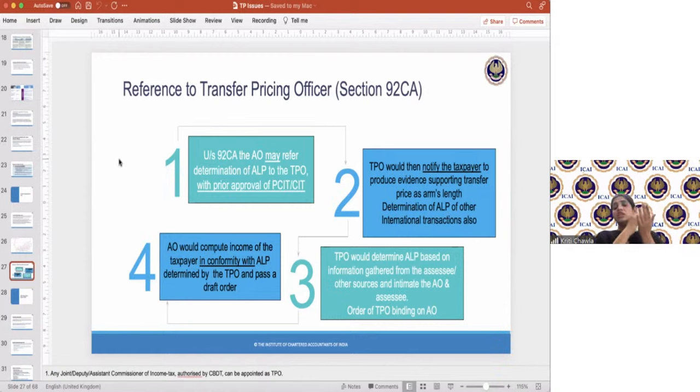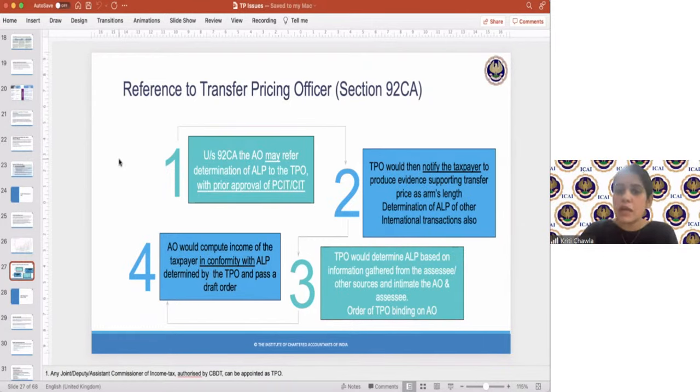When we talk about the traditional dispute resolution in India, it's more like a case going to the assessing officer, then it goes to the transfer pricing officer, it goes to the commissioner of appeals, then it goes to the income tax appellate tribunal, ITAT, then it goes to the high court, and then it goes to the Supreme Court. This is the regular, the classic, the traditional dispute resolution mechanism that we have in India.